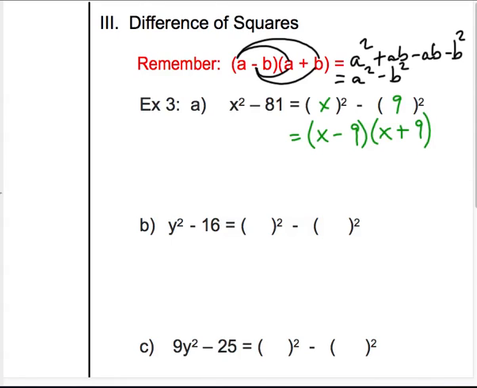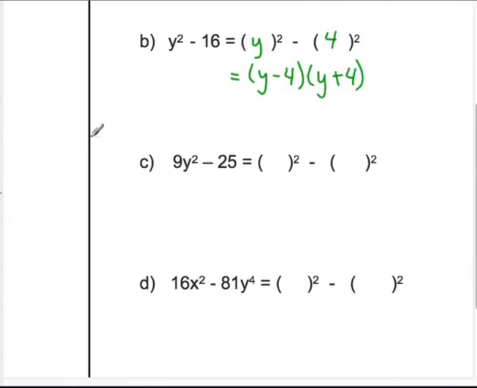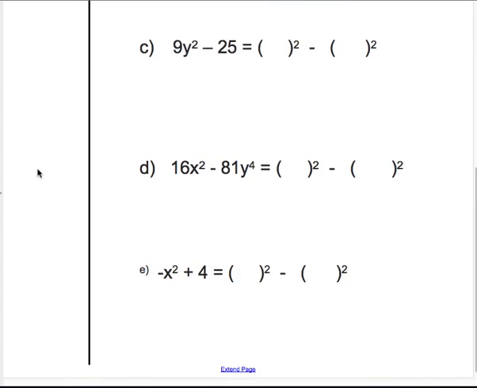Our next example, we've got y squared minus 16, similar to our first one. The square root of y squared is y. The square root of 16 is 4. So we end up with y minus 4 times the quantity y plus 4. All right, sorry, I'm just trying to scroll down here so we can see some of these lower examples.